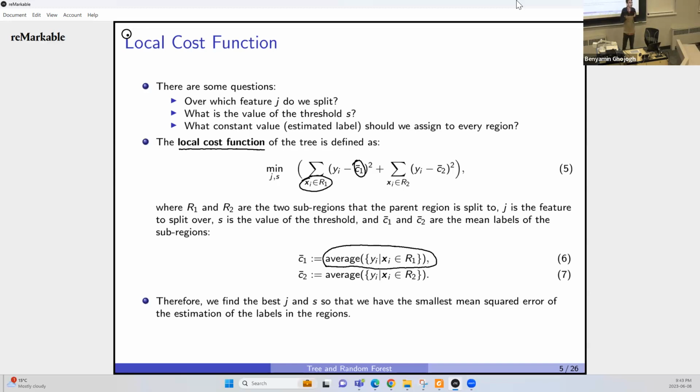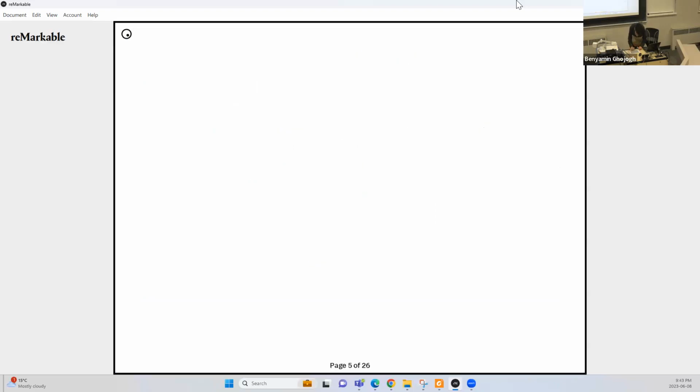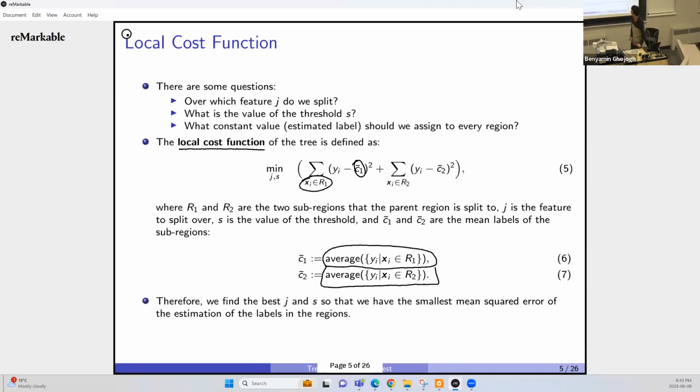Okay. So in this region R1, we have a bunch of data points, right? They have some labels. Take an average of these labels as C bar 1. Do this for region 2 also. It gives you C2 bar. So do it for the labels in region 2.